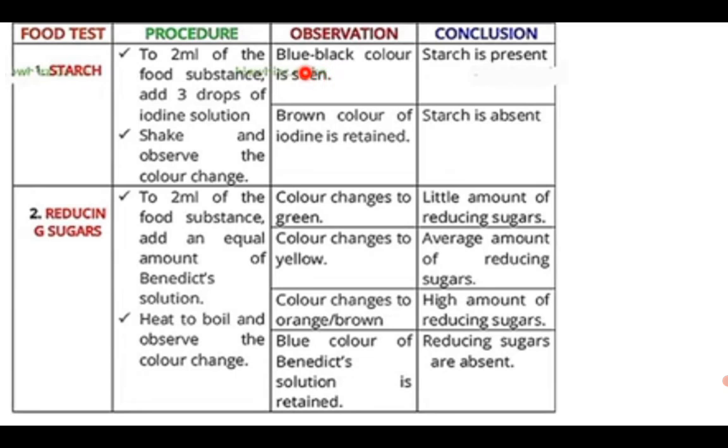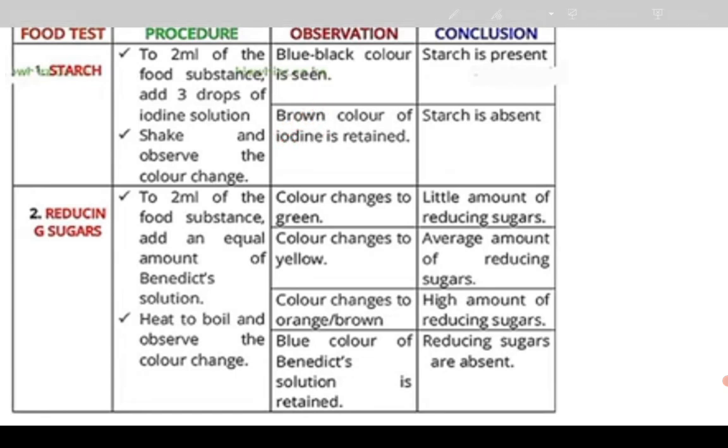So if starch is present, the blue-black color will be seen. If starch is absent, the brown color of iodine does not change, it remains the same. That's how you test a food substance for starch. In most cases, they don't tell you which substance is which. You are usually given labels. So you have food samples labeled X, Y, or Z, for you to tell which one contains starch.